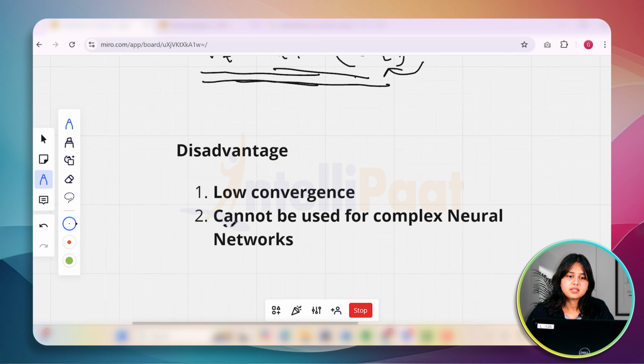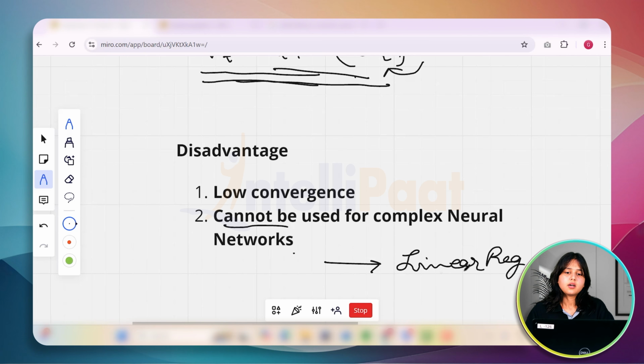And for this very reason, it cannot be used for complex neural networks. It is a really good algorithm if we're going for something simple like linear regression, which is basically a convex loss problem. But for neural networks, we have graphs which are non-convex.